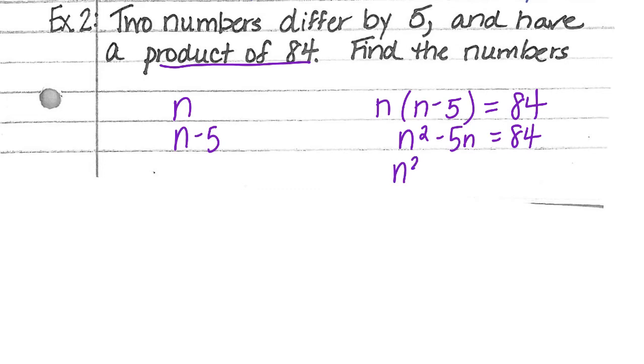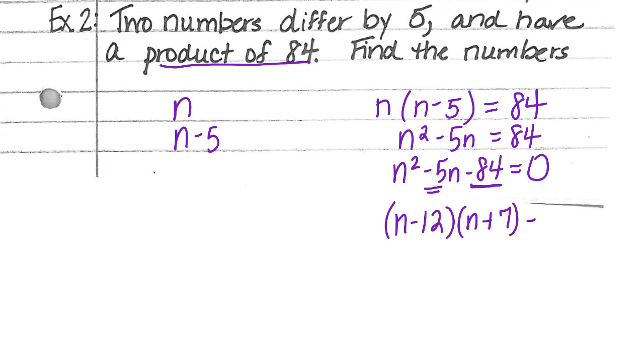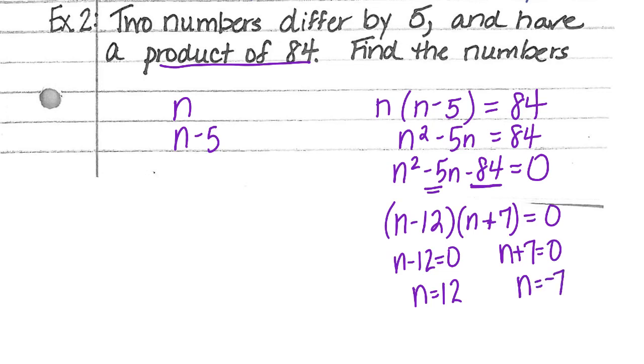I have to make it equal to 0. And what are the factors of negative 84 that add up to be a negative 5? Good. Negative 12 and positive 7 multiply to be negative 84 and add up to be negative 5. So the answer here, when I set it equal to 0, is 12. And the answer here, when I set this equal to 0, is negative 7.